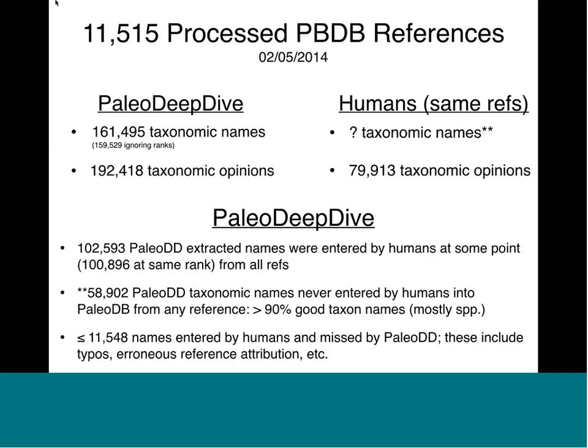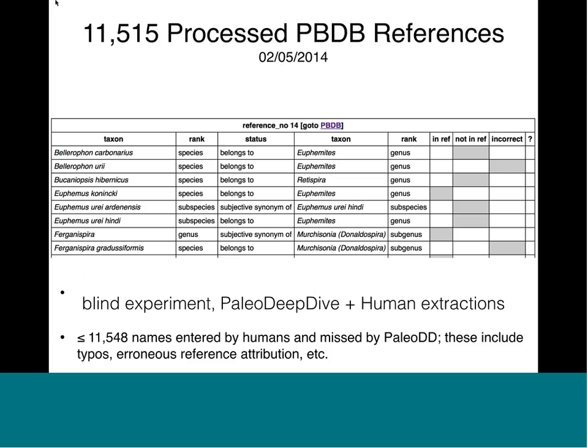58,902 taxonomic names were never entered by humans in the PaleoDB from any of the references they read. And we sampled these, and at least 90%, probably more, are really good, honest to goodness species names, and the rest are OCR errors typically, which are frustrating, but one of the biggest sources of error that will improve in the future as OCR gets better and better.